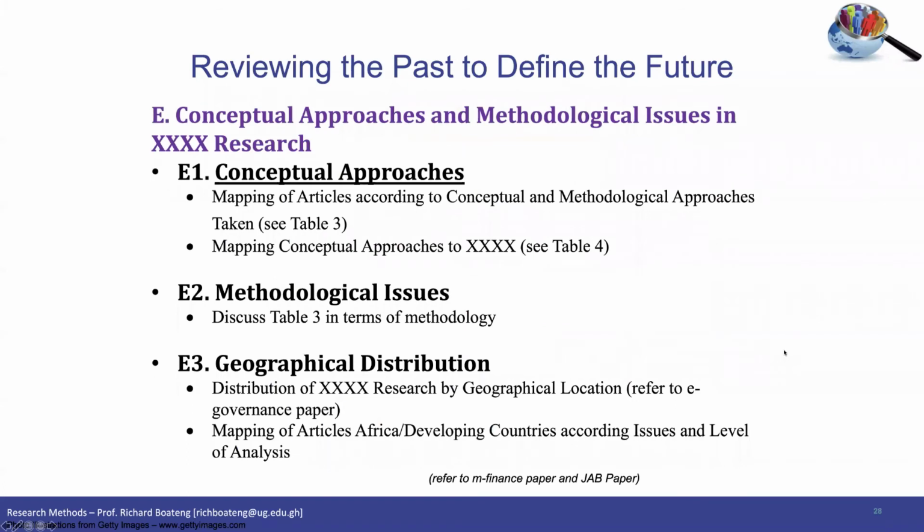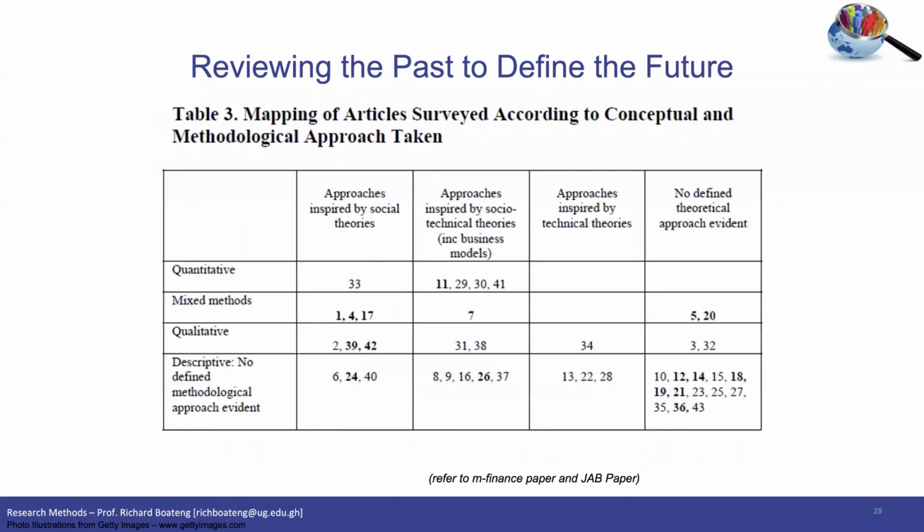Then I can also do the conceptual approach, the theories that have been done. Sometimes people do the theories by count, others do the theory by categories. So for example, I did it by category: social theories, socio-technical theories, and technical theories, and no defined theory. Then I map it according to quanti, quali, and then mixed method and descriptive. So if you look at it, many of the papers are atheoretical. They don't use theories at all. Look at it, they're down here.